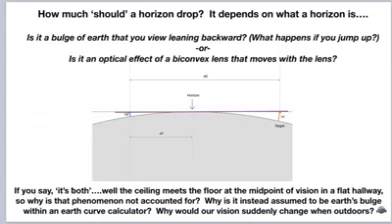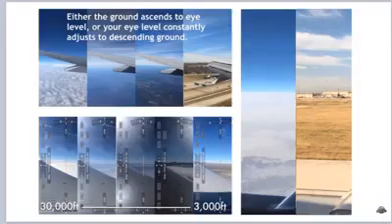So if you say it's both, or is it an optical effect of a biconvex lens? If you say it's both, well, the ceiling meets the floor at the midpoint of vision in a flat hallway. So why is that phenomenon not accounted for? Why is it instead assumed to be Earth's bulge within an Earth curve calculator? Why would our vision suddenly change when outdoors? These are questions that, to me, are not answered adequately. Right, not at all.